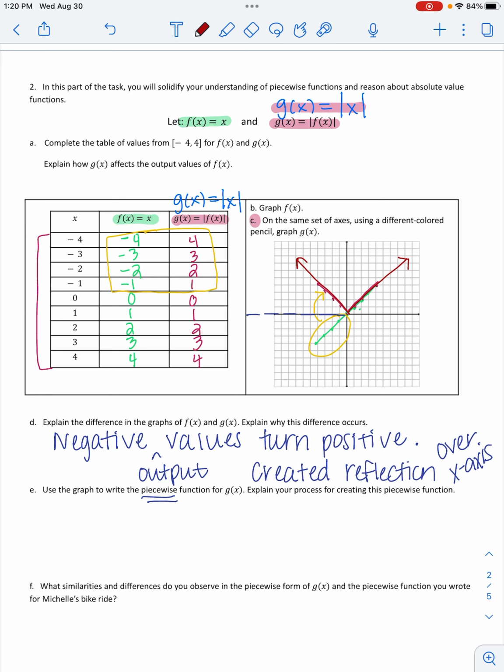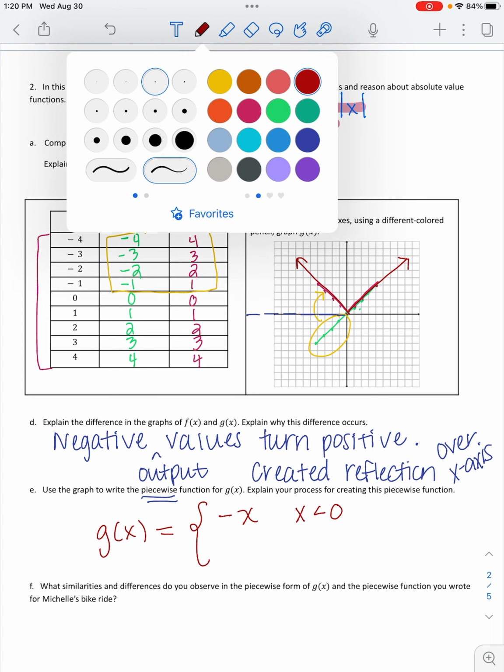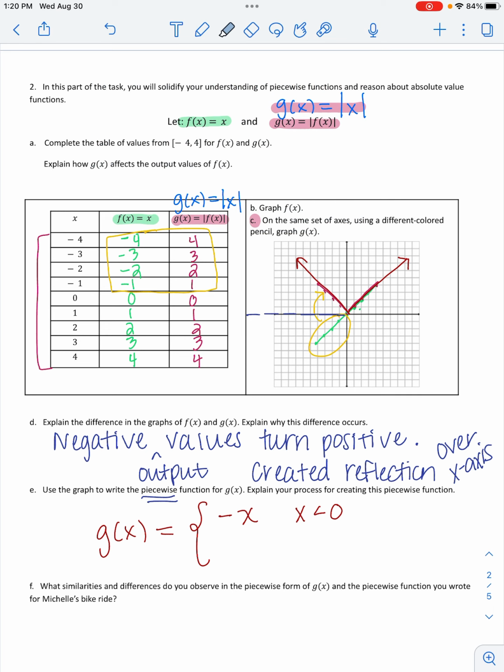So if I wrote a piecewise for that, the left-hand side is a negative slope, so it's going to be a negative x, and that exists from when x is less than 0. Then the right-hand side, so I'll highlight what I'm talking about. The right-hand side of the graph is when I have a positive x. That's when x is greater than 0. And then because the turning point is (0, 0), one of those has to be equal. This time I'm going to choose the second one.